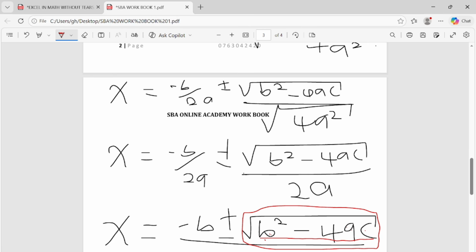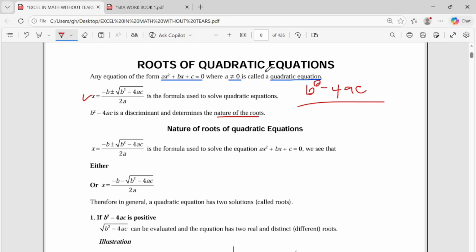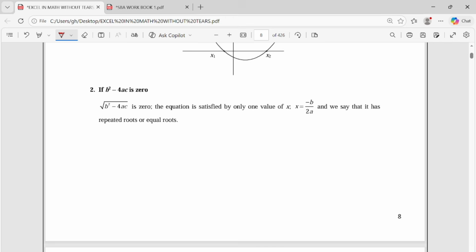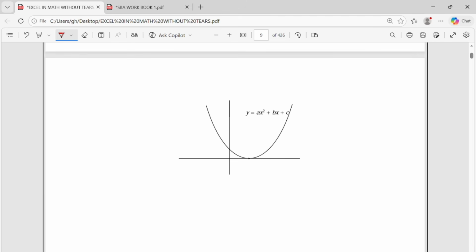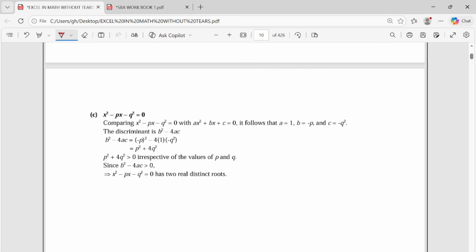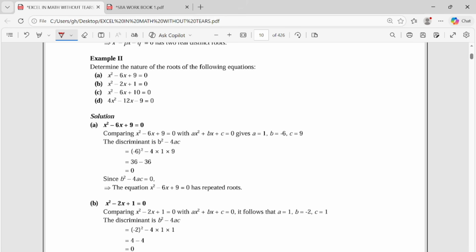So we are done. Let us now look at the questions, how we can use this concept to know the nature of roots. So we are going to look at the nature of roots using this concept we've learned today. Let me get you some questions so we see if we can apply this concept. Let us use these as our examples.